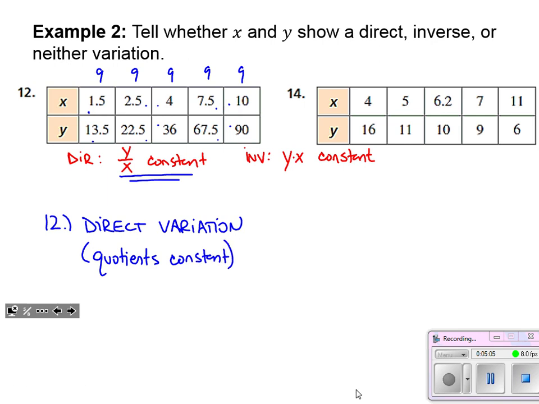All right, let's try the next one, number 14. Well, let's see. Quotient, 16 divided by 4 is 4. 11 divided by 5 is 11 fifths. Okay, so I know it's not direct. Well, let's try the products. 16 times 4 is 64. 11 times 5 is 55. So I know it's not an inverse because the products are not constant. So it's not direct, it's not an inverse. That is neither.